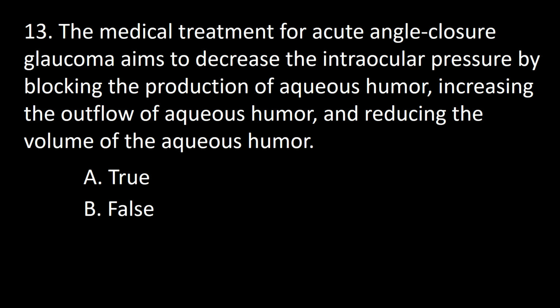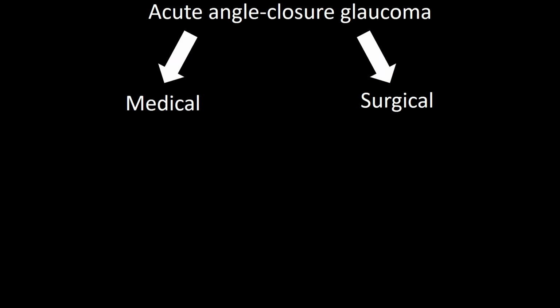Next question. The medical treatment of acute angle closure glaucoma aims to decrease the intraocular pressure by blocking the production of aqueous humor, increasing the outflow of aqueous humor, and reducing the volume of the aqueous humor. A true, B false. Acute angle closure glaucoma treatment requires a combination of medical and surgical approaches.